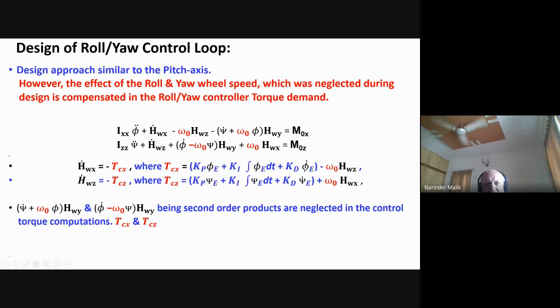Okay, what it means is in the controller you add this one. Since HWZ is a measurement available, speed measurement is available, you multiply with omega naught and compensate that one, and take care of this term which earlier we had neglected. So this is what it basically comes to.